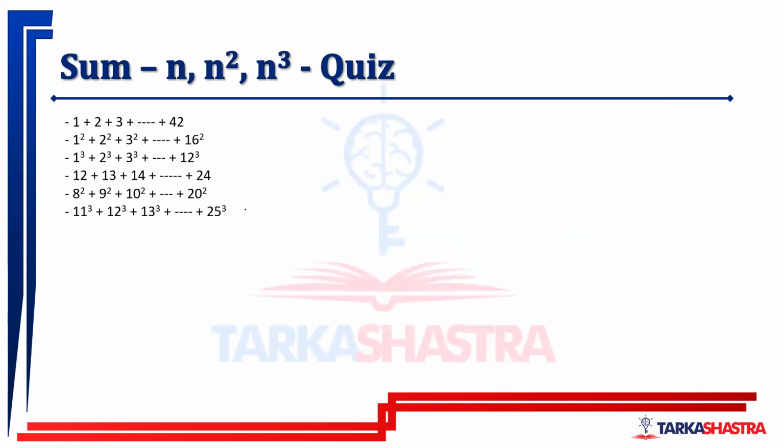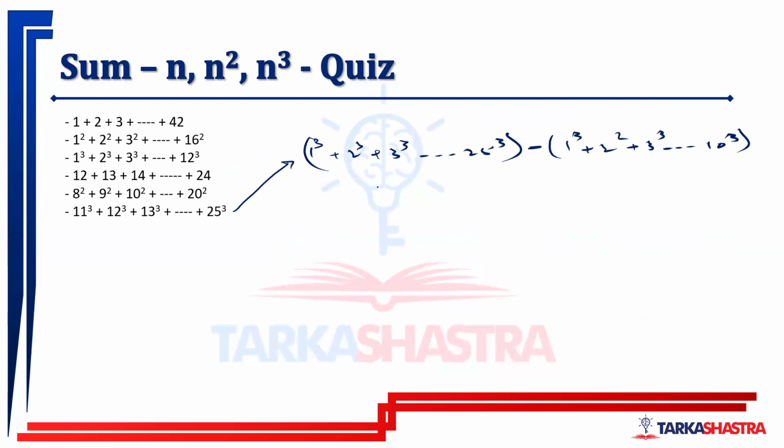What we have is 11 cube plus 12 cube up to 25 cube. What I'll do is 1 cube plus 2 cube plus 3 cube up to 25 cube, minus 1 cube plus 2 cube plus 3 cube up to 10 cube. This is what I'll do. Up to 10, everything will get eliminated and I'll get this value as the answer. But I'll have to take this longer route.